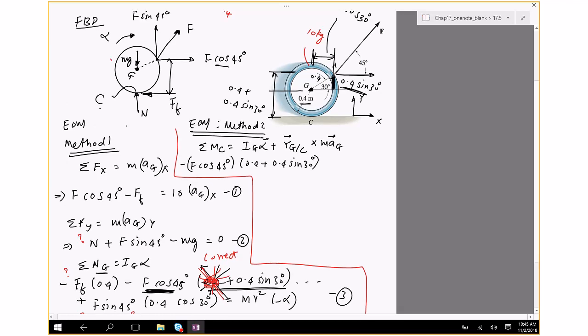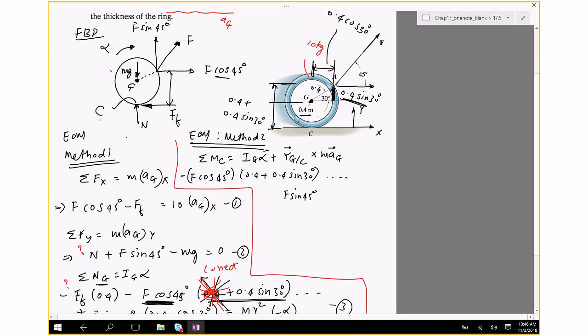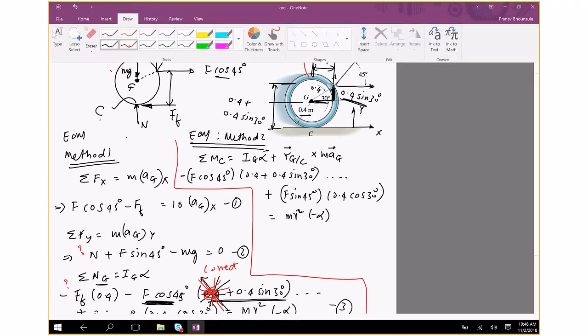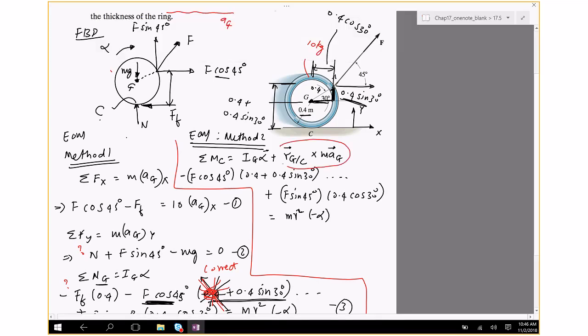Then we have F sine 45. We'll write in the new line F sine 45 degrees, and about C it's going to have the same distance as previous. This distance is 0.4 cosine 30 degrees, and it's going to be counterclockwise, equals Ig alpha, so mr squared times minus alpha, because I took alpha to be clockwise. And then this piece, we've never actually written down this piece. Let's see how do we write this down.